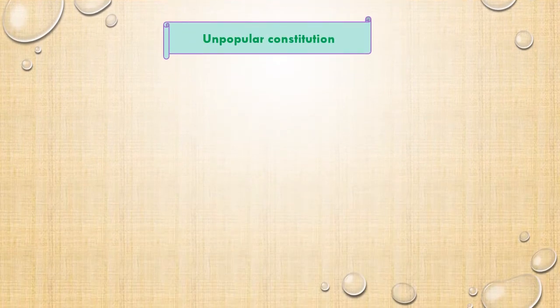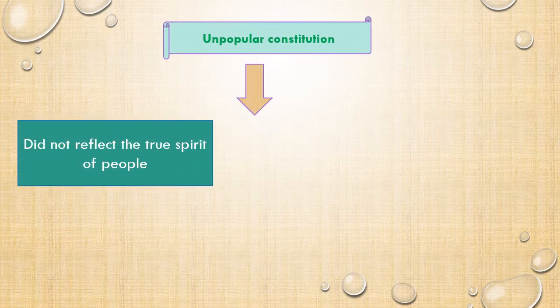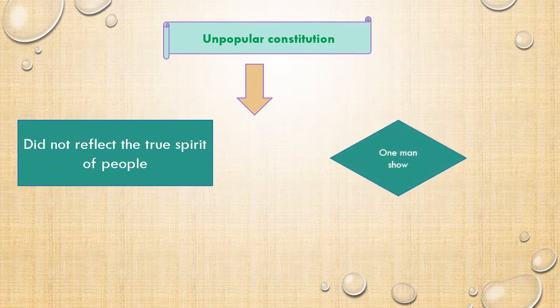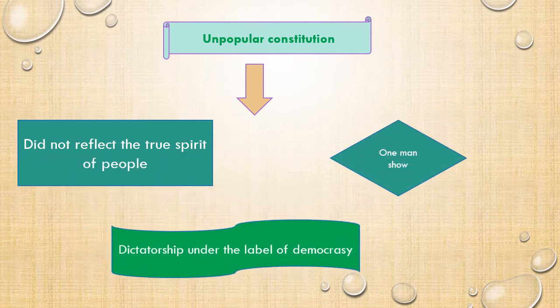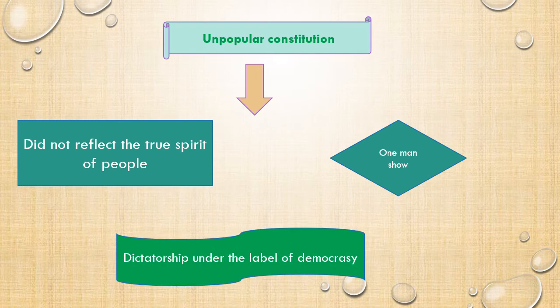First cause for the failure of this constitution is that it was unpopular. This constitution was not according to the needs of the people, not according to the needs of the republic. It did not reflect the true spirit of the people. It was like a one man show. It was dictatorship under the label of democracy. This statement was said by Zulfikar Ali Bhutto.